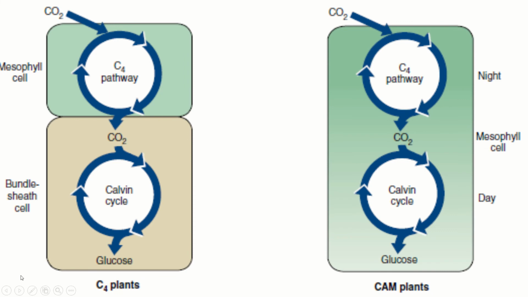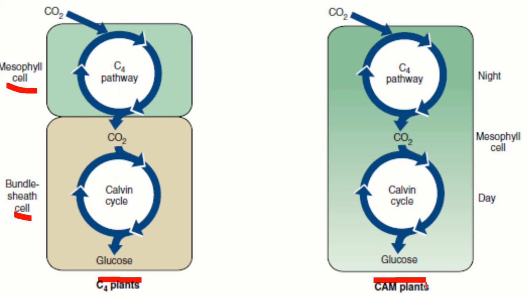What we see here is a pictorial representation of what we talked about in the previous slide. What's the difference between the C4 and C3 plants, and what's the similarity between the C4 and CAM plants? You see, in C4 plants, there is the C4 pathway and C3 pathway, but they take place in different types of cells, but at the same time.